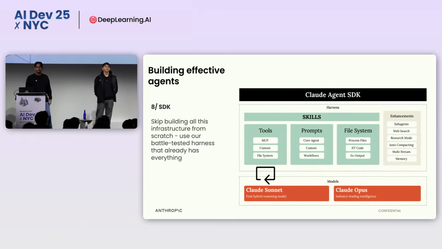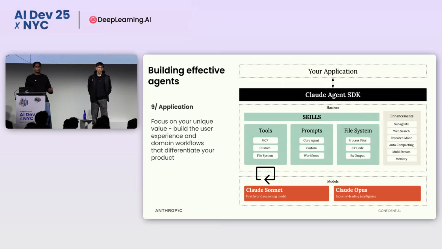So the way we see it is building on top of the Claude Agent SDK means that you're building on the same infrastructure that Anthropic is using for their own products. And secondly, you don't have to focus on the same infrastructure that all of your competitors might be focusing a lot of their time on. You should be focusing more on where you can actually differentiate, right? The actual user experience, the domain workflows that are going to differentiate your product from others.